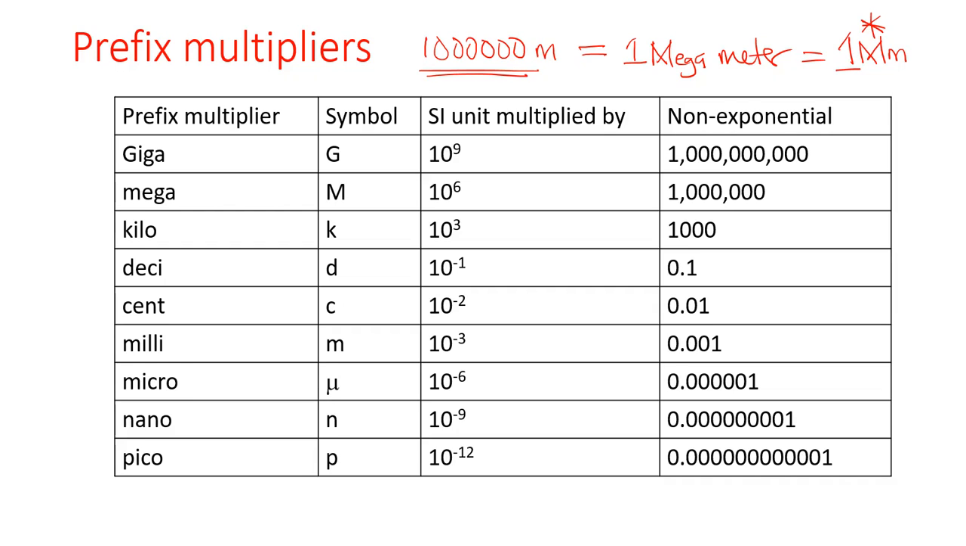A giga is 10 to the 9. And here we have the symbol for that. So this column is for symbols. This column is for the prefixes. This column is for the symbols. This column is for the multipliers that we multiply our unit. So a kilo is 10 to the power 3.